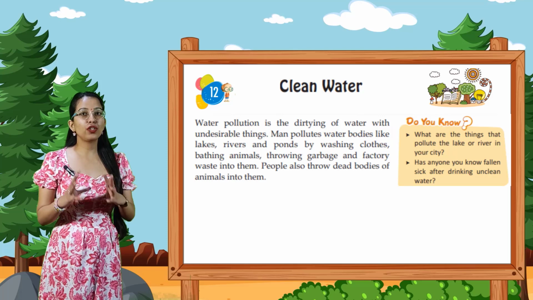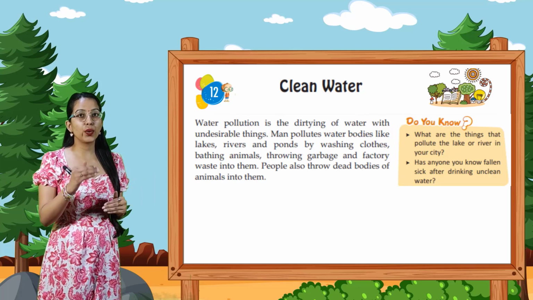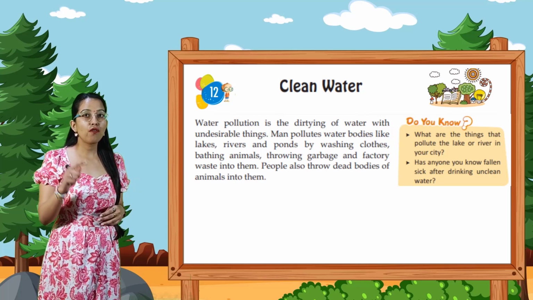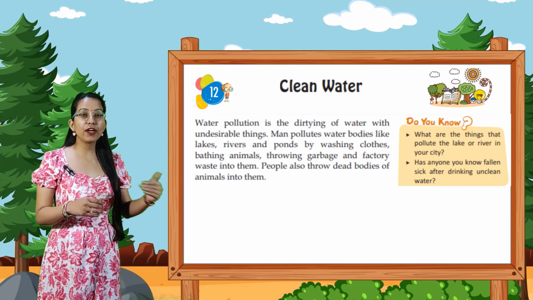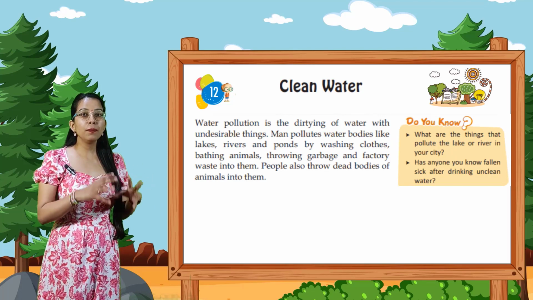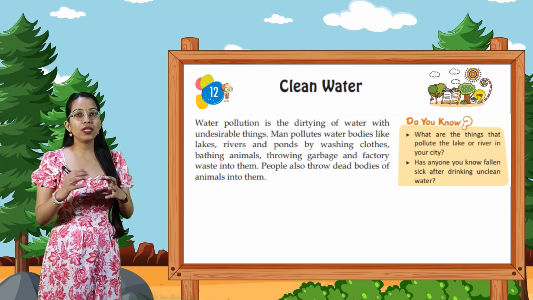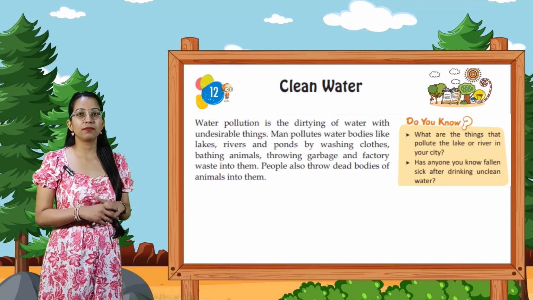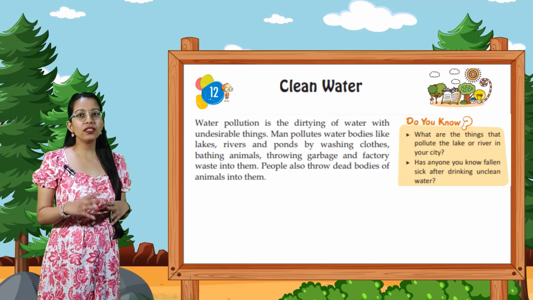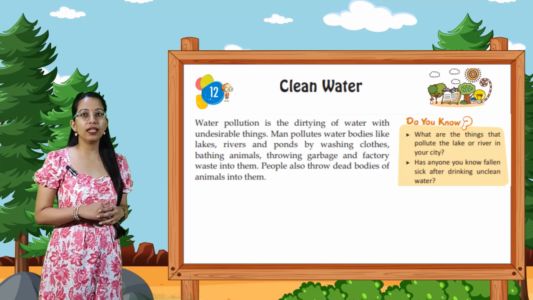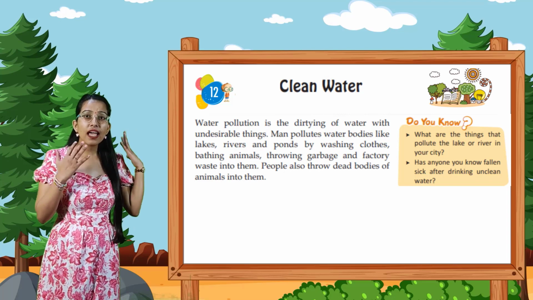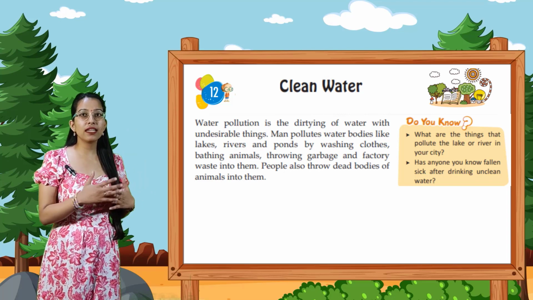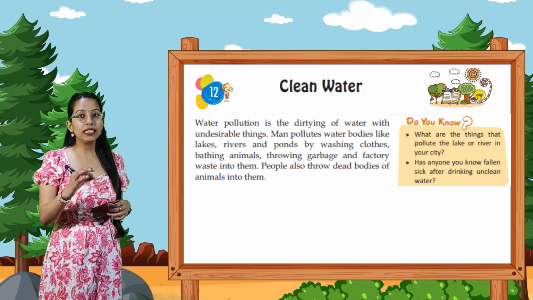Man pollutes water bodies like lakes, rivers, and ponds by washing clothes, bathing animals, throwing garbage and factory waste into them. People also throw dead bodies of animals into them. Do you know what are the things that pollute the lake or river in your city? Has anyone you know fallen sick after drinking unclean water?